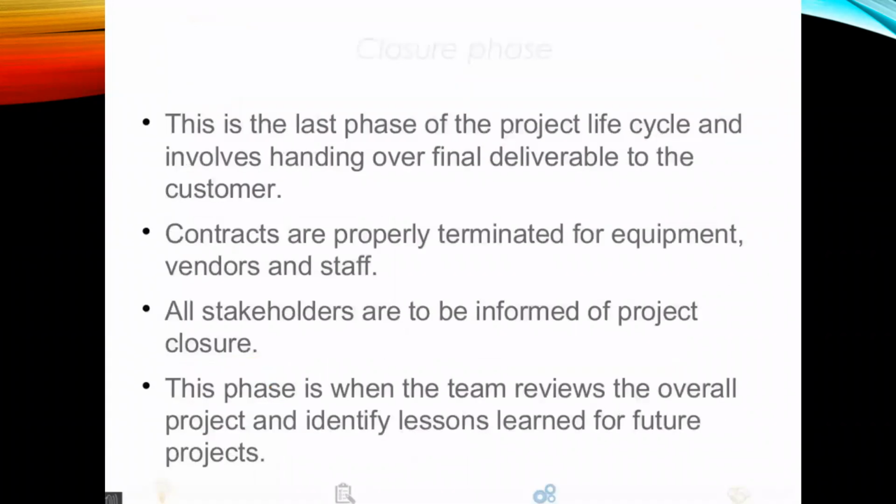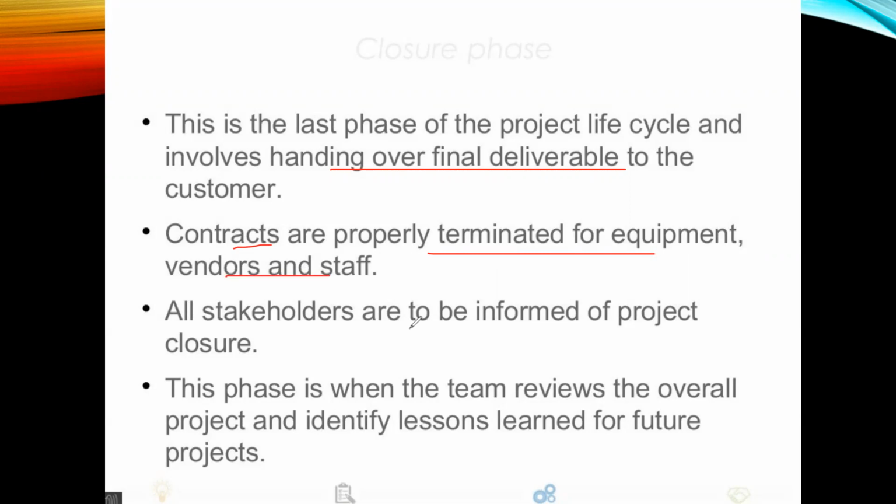The closure phase is the final phase, where actual projects are ending. It is the last phase of a project life cycle. This is where handing over the final delivery to the customer takes place. Contracts are terminated properly for equipment vendors and staff.